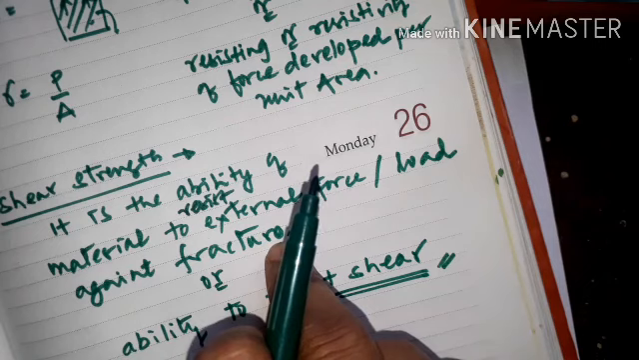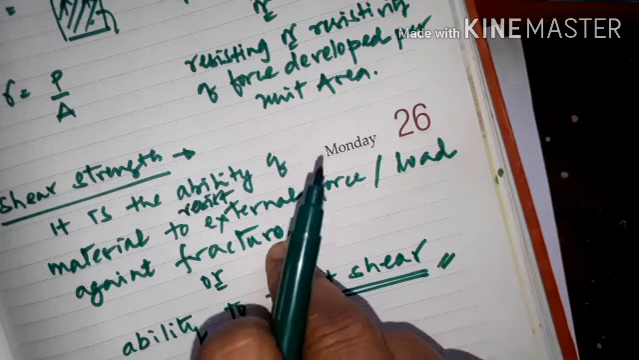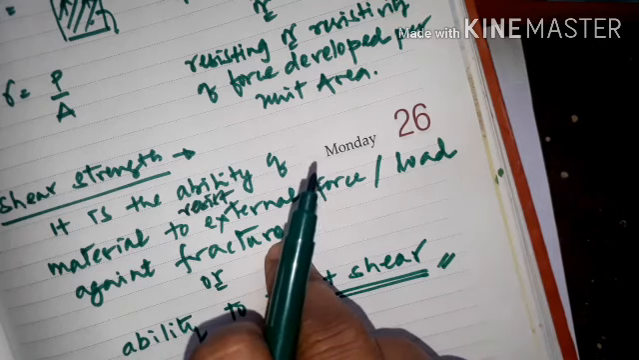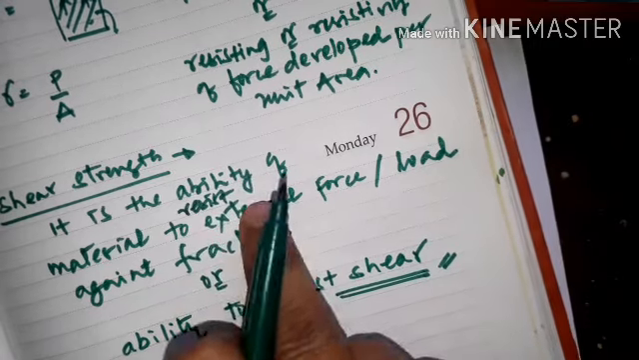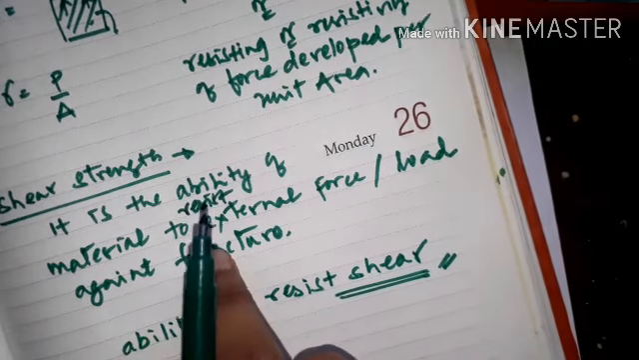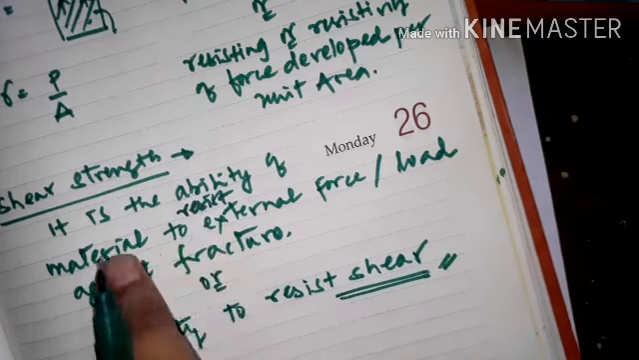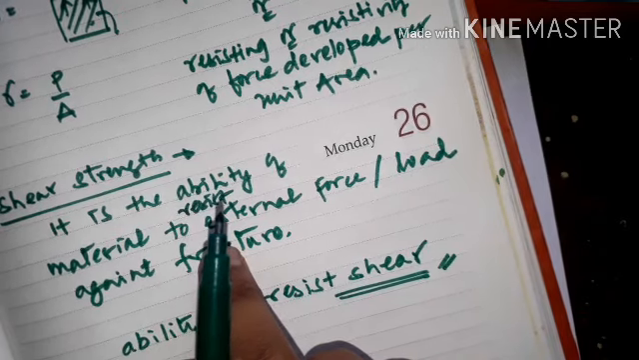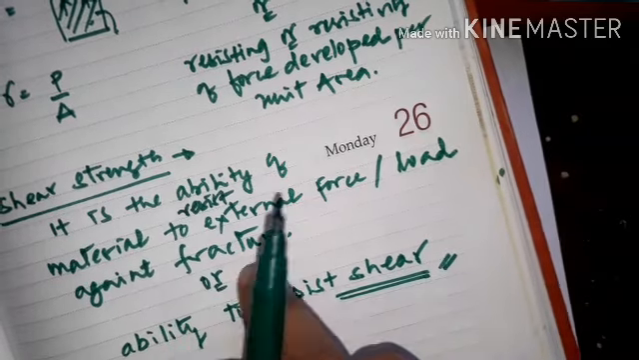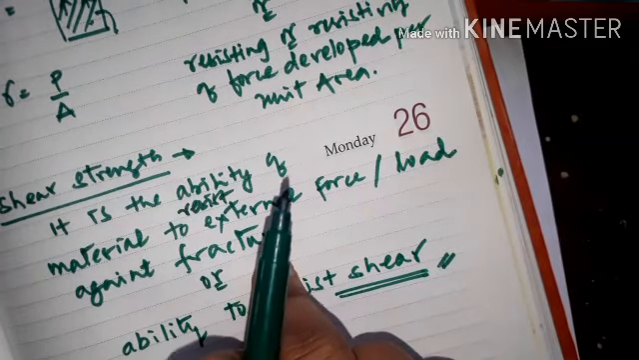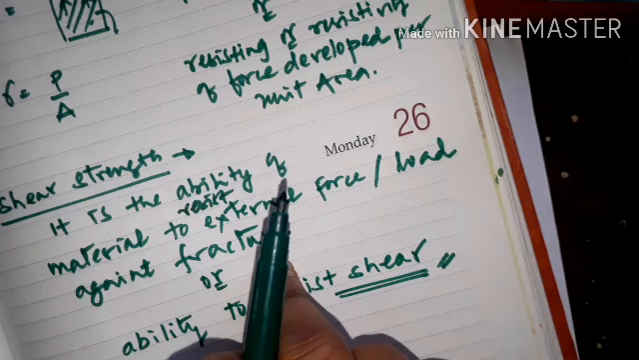So in bending, what happens? Ability to resist bending, so we call it moment of resistance. Here it is the ability of the material to resist external force, not bending, because here it is with respect to force, to resist the external force or load against fracture.